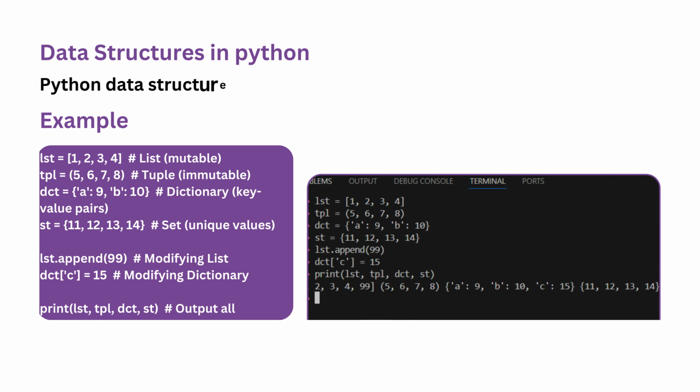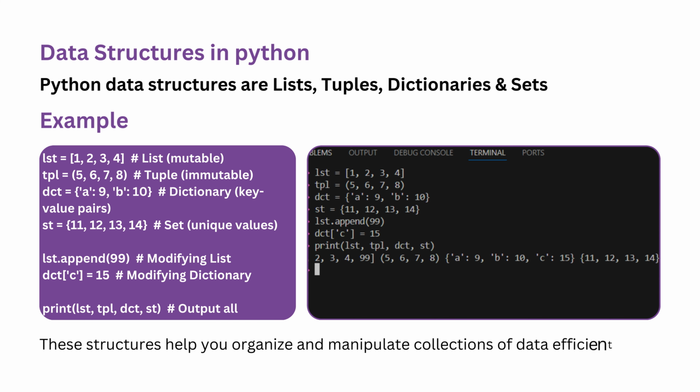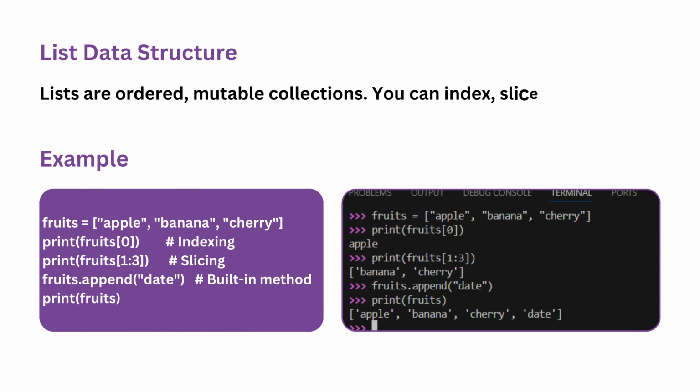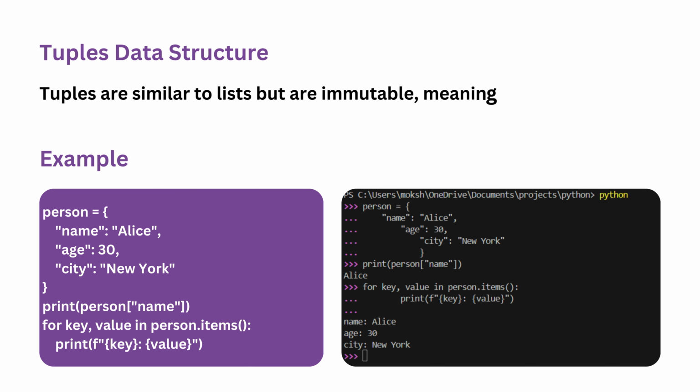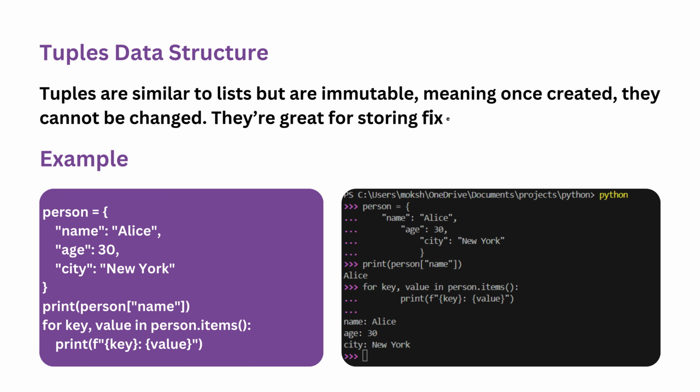Now let's dive into Python's built-in data structures. These structures help you organize and manipulate collections of data efficiently. Lists are ordered mutable collections. You can index, slice, and modify them using a variety of built-in methods. Tuples are similar to lists but are immutable, meaning once created, they cannot be changed. They're great for storing fixed data.